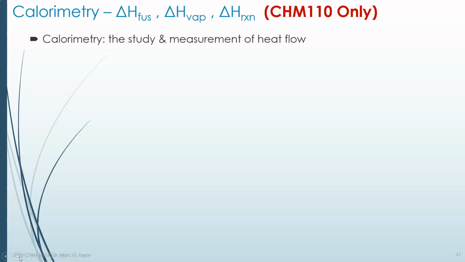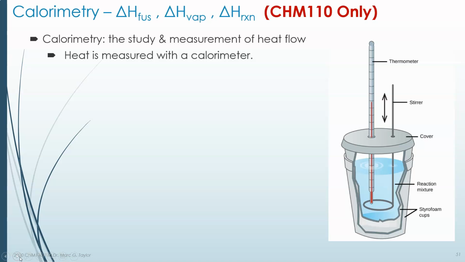Well, how do we measure these reactions, these heats? Well, we already learned about calorimetry. It's the study and the measurement of heat flow. And heat is measured with a calorimeter, and shown in this diagram is our classic coffee cup, our styrofoam cup calorimeter. This is the cheap version. There are much more sophisticated versions of calorimeters that are used in high-tech analytical chemistry labs.